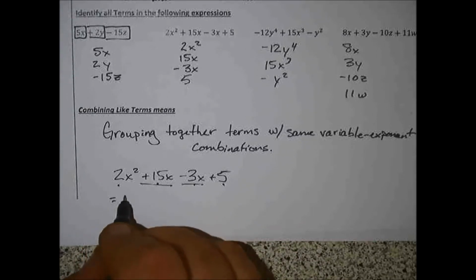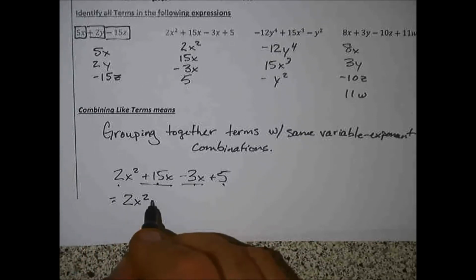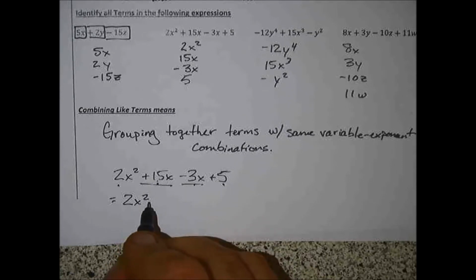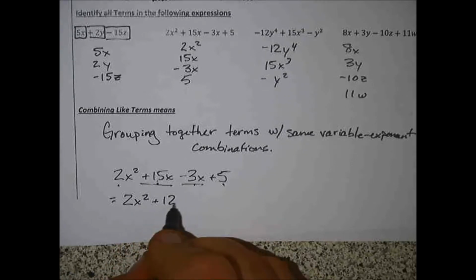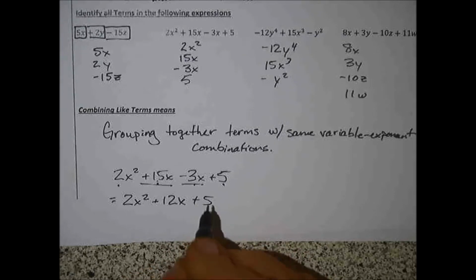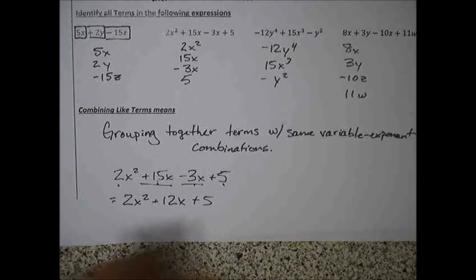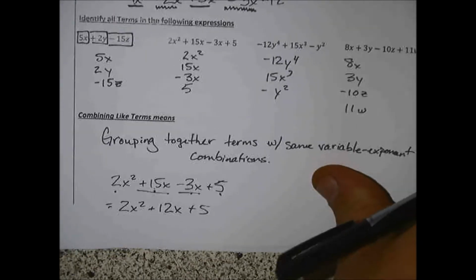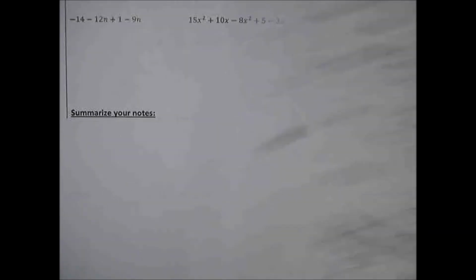All right, so we just write an equal sign, 2x squared. 15 minus 3 is just 12. So plus 12x plus 5. There I've combined like terms. That's basically what we're going to do today. Let's go ahead and turn the page and look at the next couple problems here.